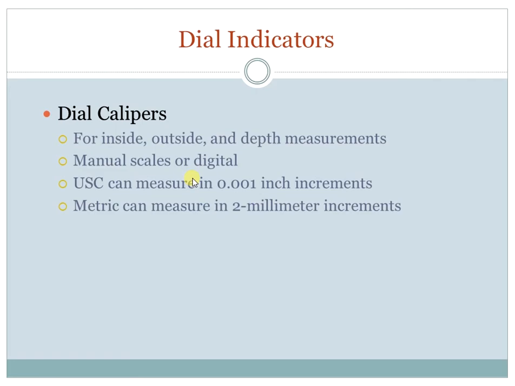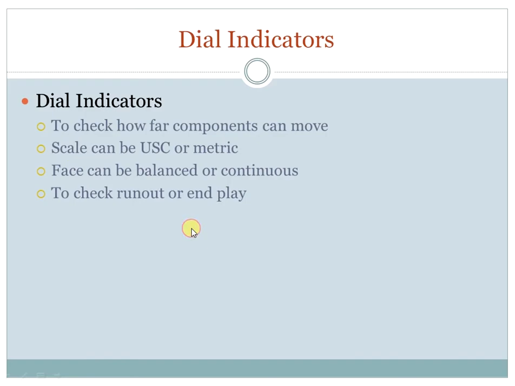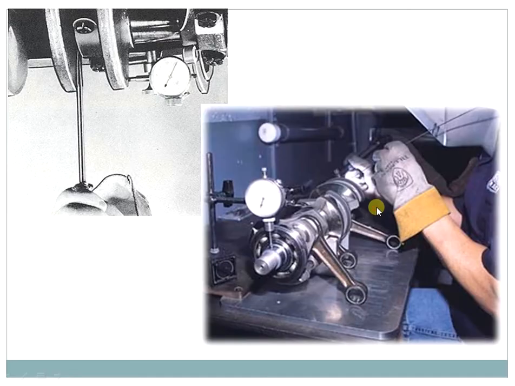Then we have dial indicators. Most probably it will act as a comparator. It will just sense the comparator value. There are different types for inside, outside and depth measurements; we can also use the dial calipers. Then its least count varies from 2 microns to 1 micron. A dial indicator can be used to check components, it can be scaled, and the phase can be balanced to check the runout.